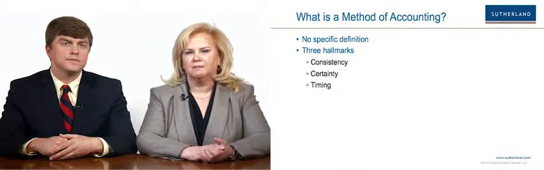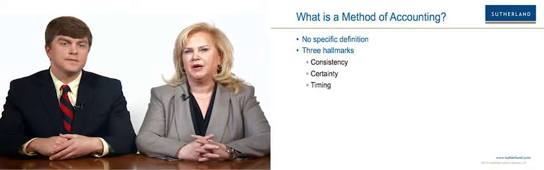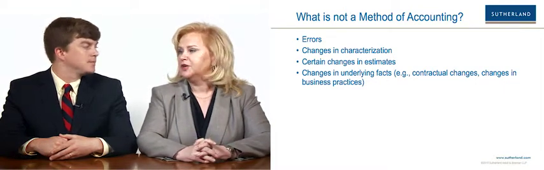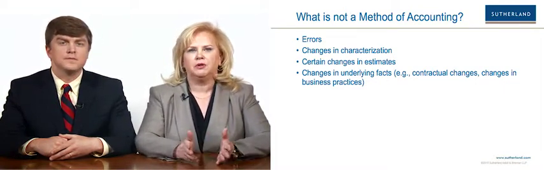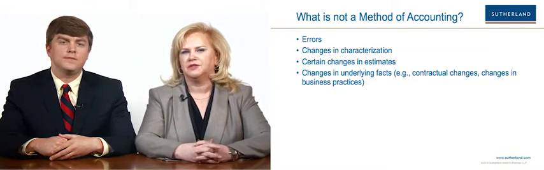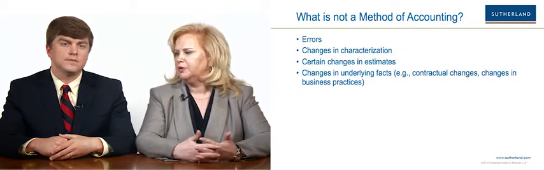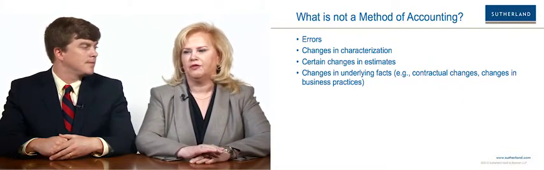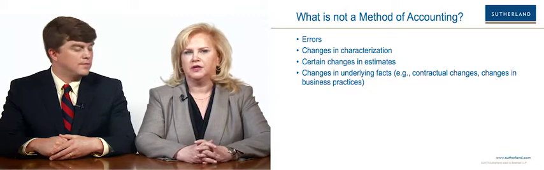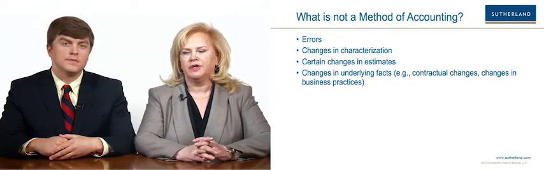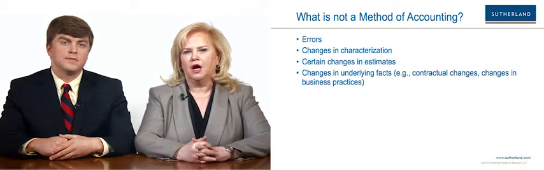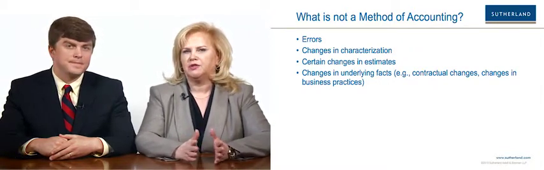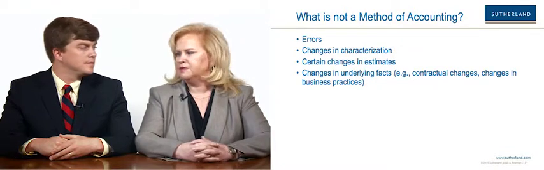It's important to know what's a method of accounting, but it's also important to think about what's not a method of accounting, because strategically it may be better to argue that something's not a method of accounting. Typical examples are shown on the slide, but the first is errors. Errors happen invariably when returns are prepared, and that can be with respect to computational mistakes or other items that are erroneously included in a tax return. It can also involve any change in characterization. Further, it can be a change in how a taxpayer does estimates. These are all typically thought of as not methods of accounting.